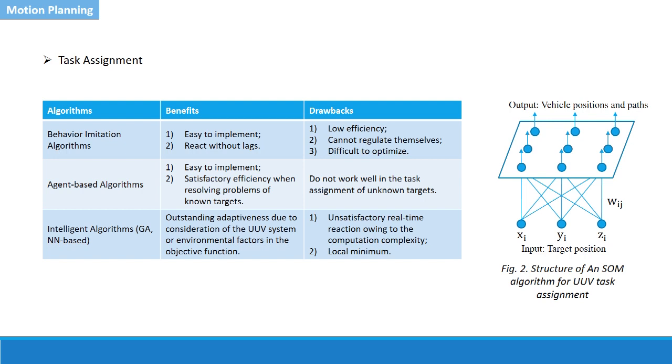And figure 2 shows the structure of a self-organized map algorithm for the UUV task assignment, which is derived based on neural network theory. The inputs are the target positions x_i, y_i, z_i in a 3D condition, and by retuning the weights w_ij, we can finally obtain the output of the optimal vehicle positions for the task assignment.